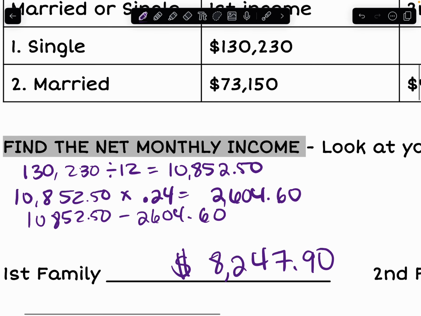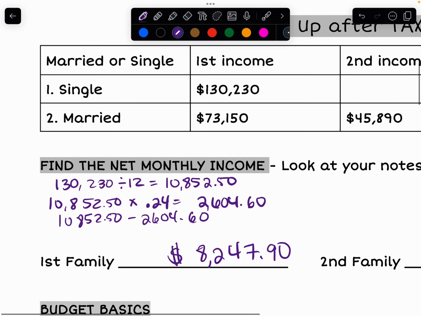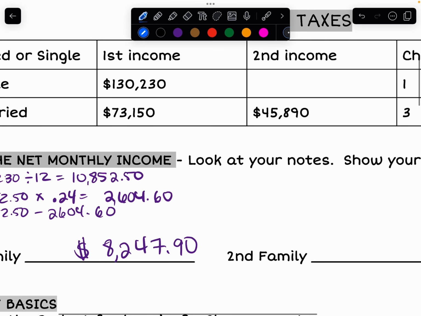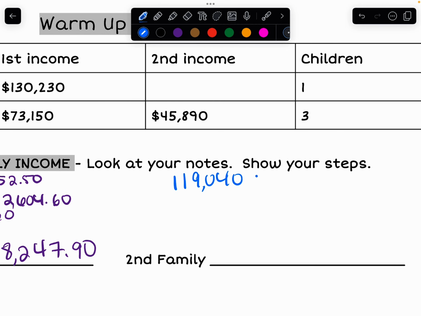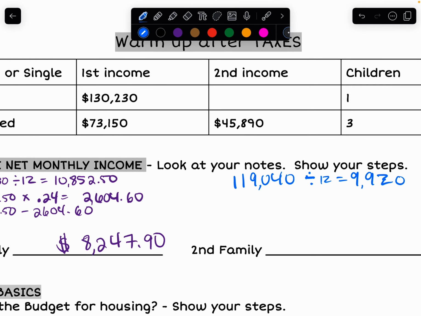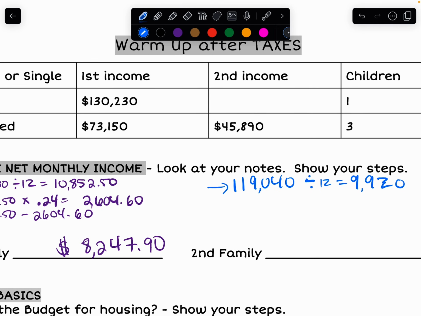Okay, then we have married for the next one. So married, I need to add these two together. 73,150, and I add it to 45,890. And I get 119,040. Okay, and I'm going to divide that by 12. And I get 9,920. There we go.